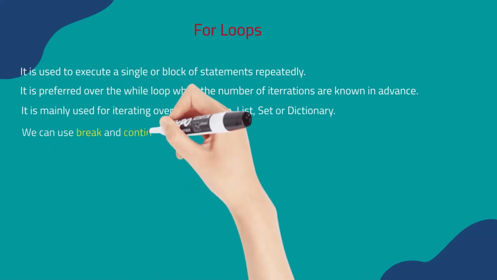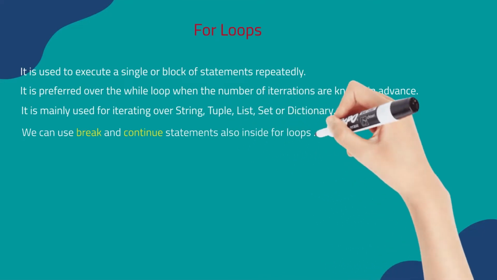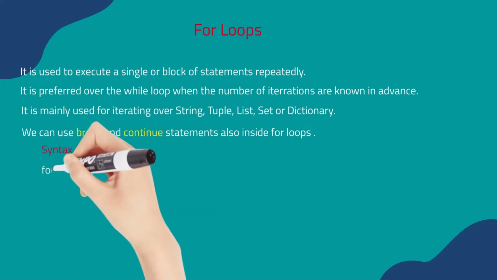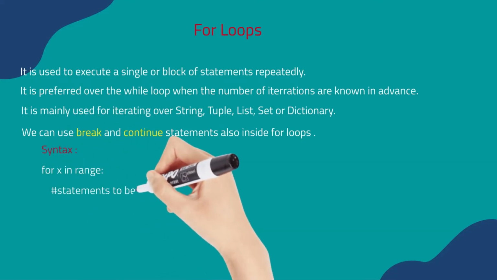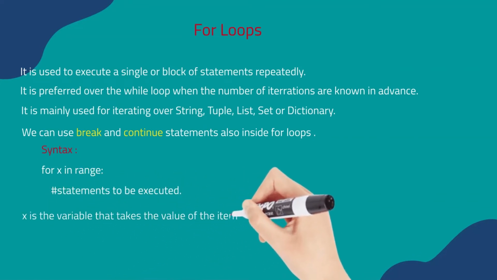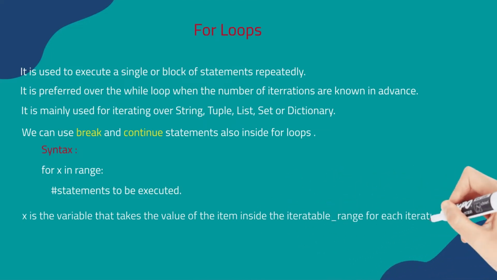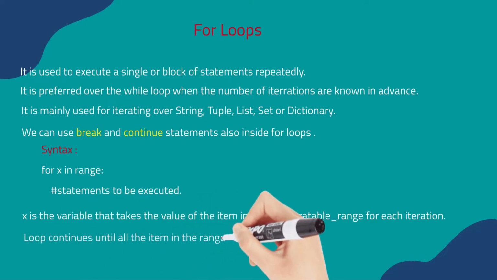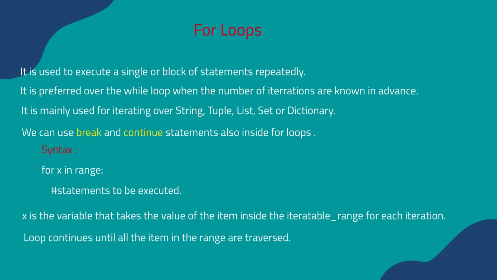We can even use the break and continue statements inside the for loops. Syntax of for loop: for variable name in range, followed by a set of statements to be executed, where x is the variable that takes the value of the item inside the iterable range for each iteration of the for loop. The loop continues until we reach the last item in the range. Then it comes out of the for loop and continues to execute the remaining part of the program.